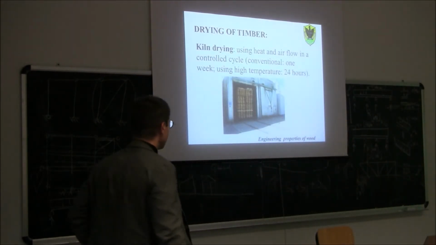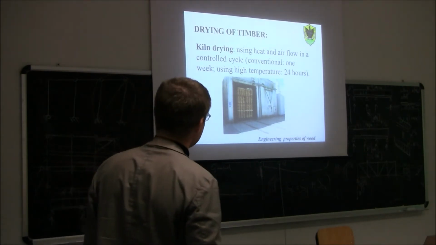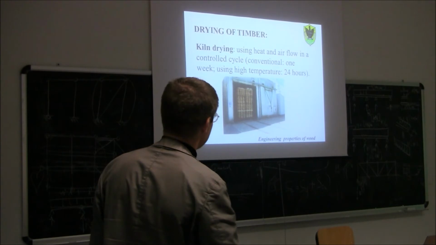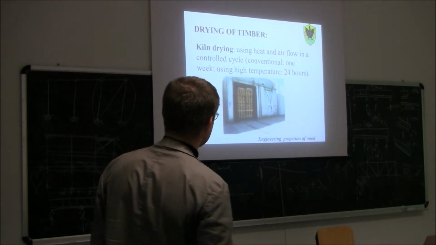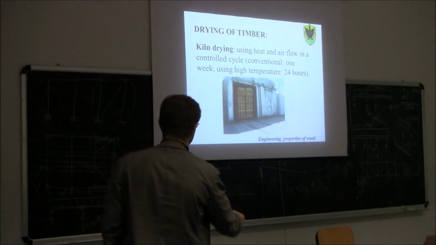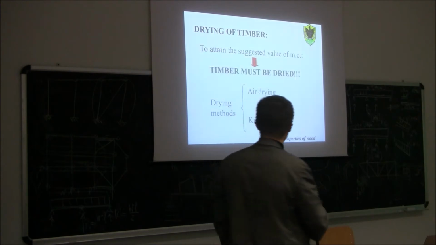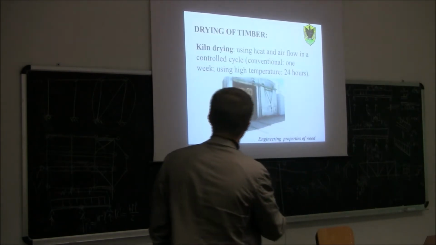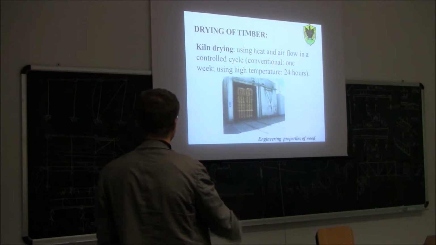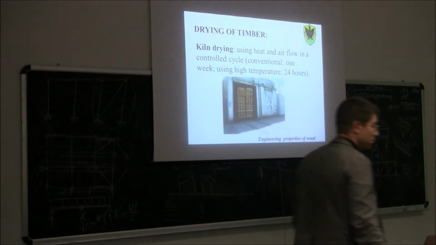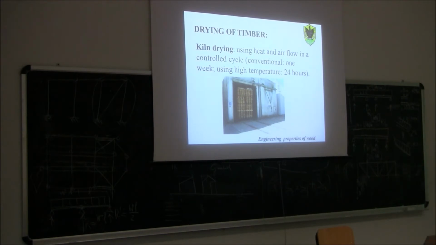So, I would say that nowadays, almost everywhere, we use kiln drying, which means that the same kind of configuration, rather than being left outside, is put inside an oven where there are heat and airflow in a controlled cycle. In this case, usually at most 2 to 3 days, you get your wood dried to the target equilibrium moisture content, 12%, 14%, whatever is required.